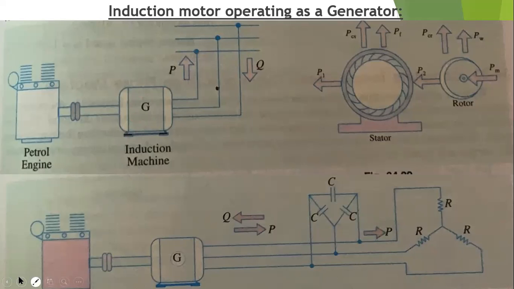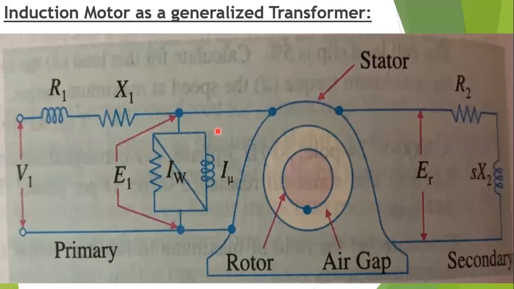Okay. Next one. See here, this is the induction motor generalized as a transformer. That means, at the starting I said that this is the induction motor. If I make the secondary rotate in the transformer, then it becomes an induction motor, right?